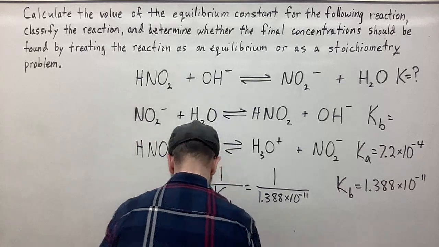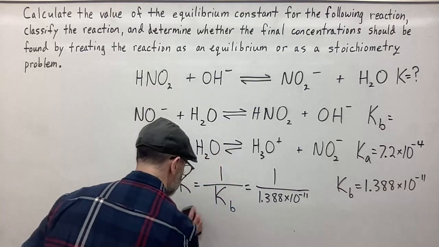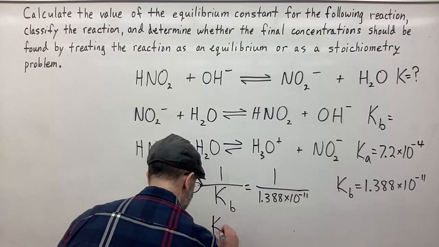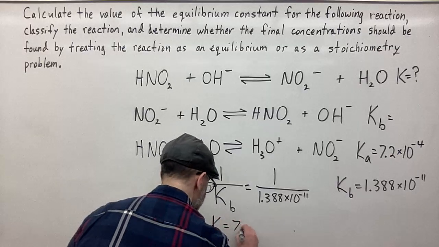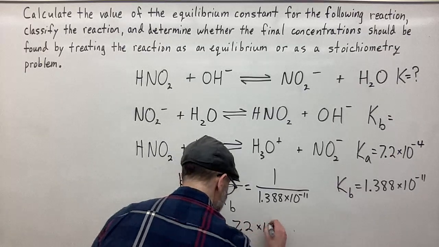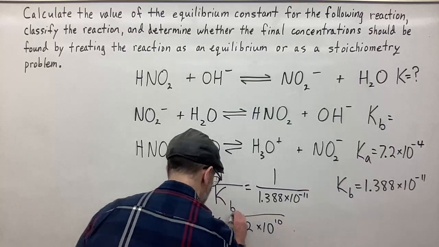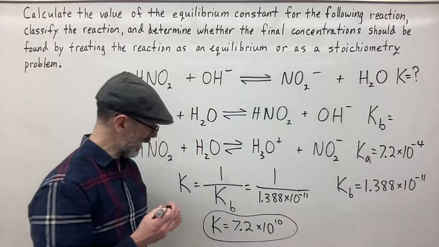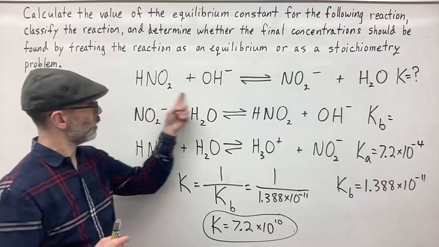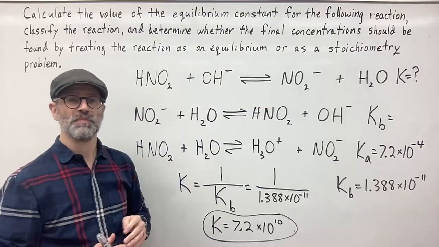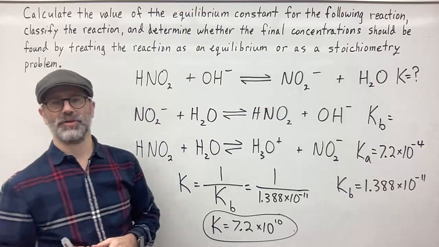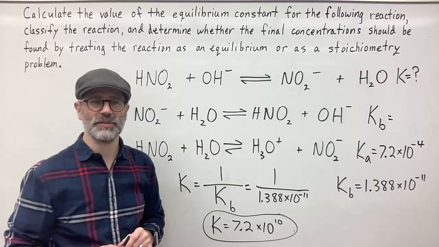So let me move this down a little bit. K is equal to 7.2 times 10 to the 10 power. So that is the K value for our given reaction here. So what about classifying this reaction? How do we classify this?